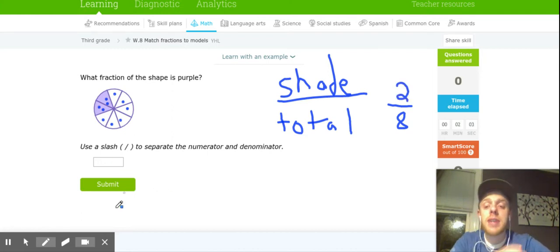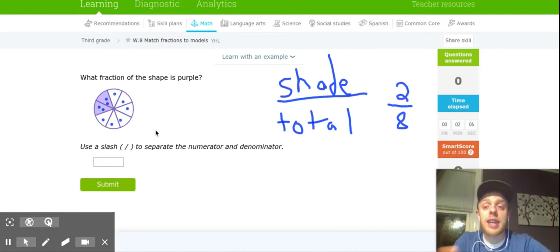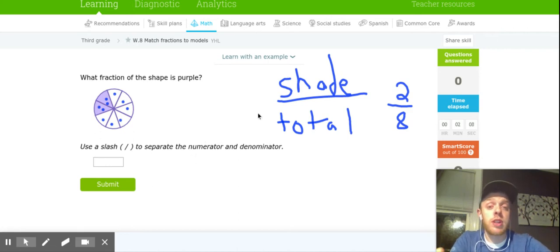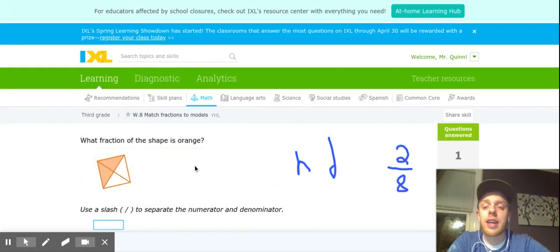That tells me that, because it's asking me the question, what fraction of the shape is shaded purple? 2, and it says right here in my directions to use a slash to represent my fraction. 2 of the 8 parts are shaded. And it says that I got that correct.